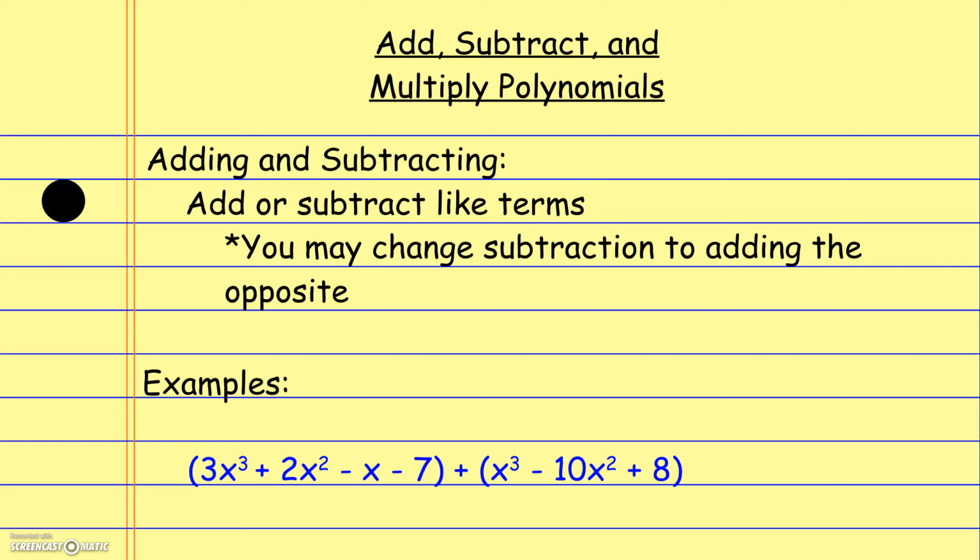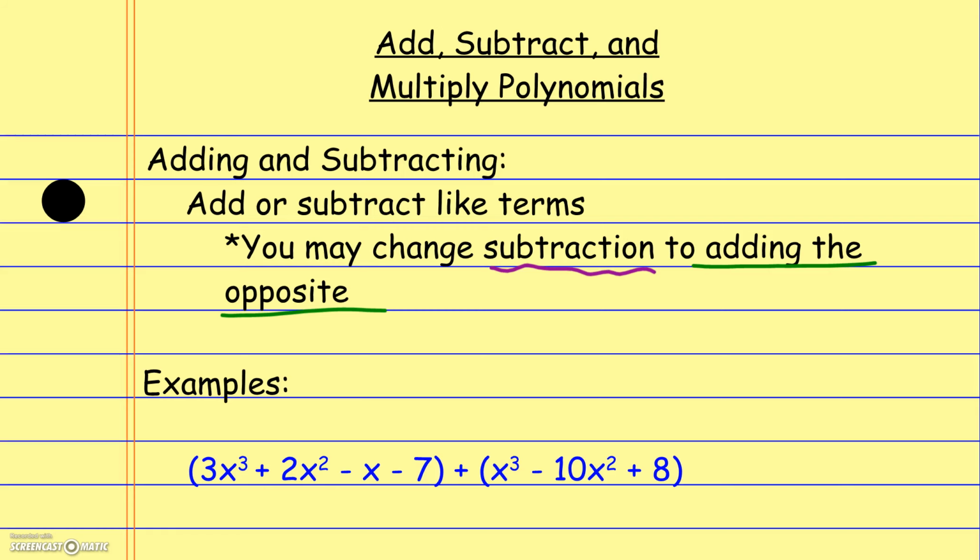All right, and when we do that, if it's addition, obviously we'll add like terms. If it's subtraction, we can subtract like terms. But my recommendation when you have subtraction is to actually change it to adding the opposite. So instead of actually doing subtraction, we'll change that to adding the opposite, and then we're just going to do addition instead, which is just combining like terms.